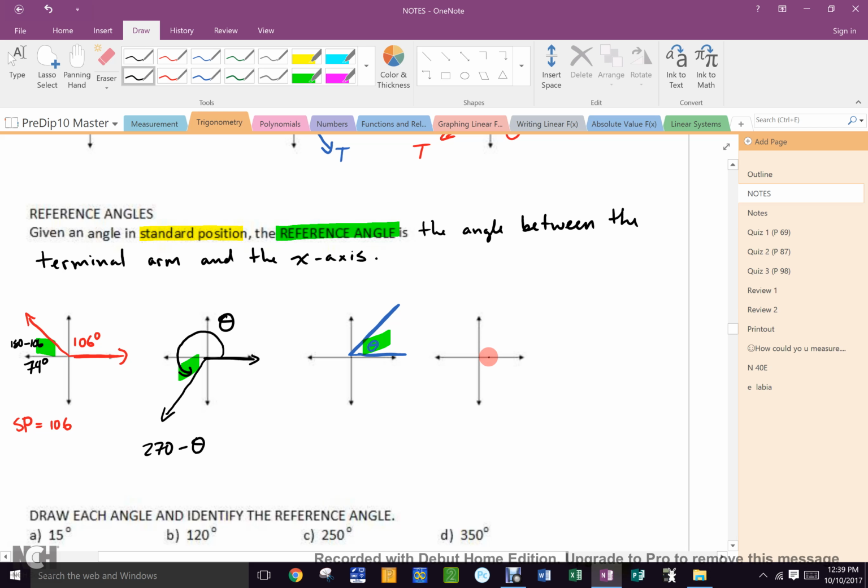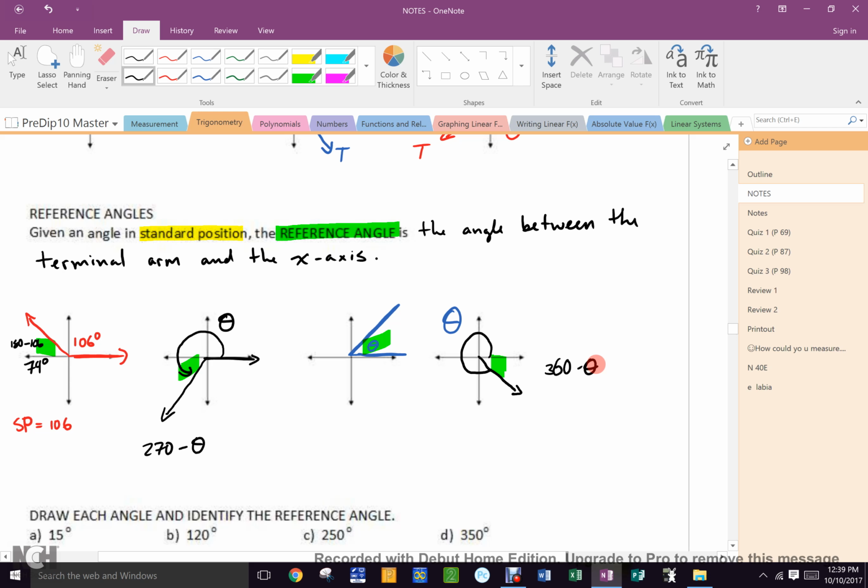What's this one? Where's the theta? The theta is on the other side. Here's theta. So where's the reference angle? In there. And how do I find it? Take theta, 360 minus theta.